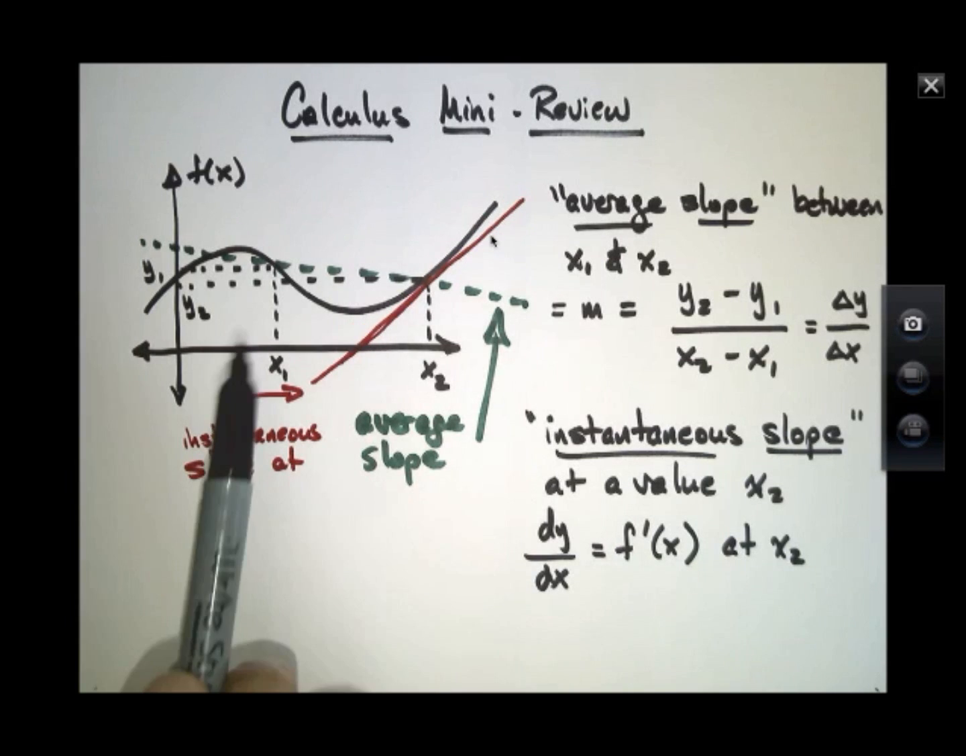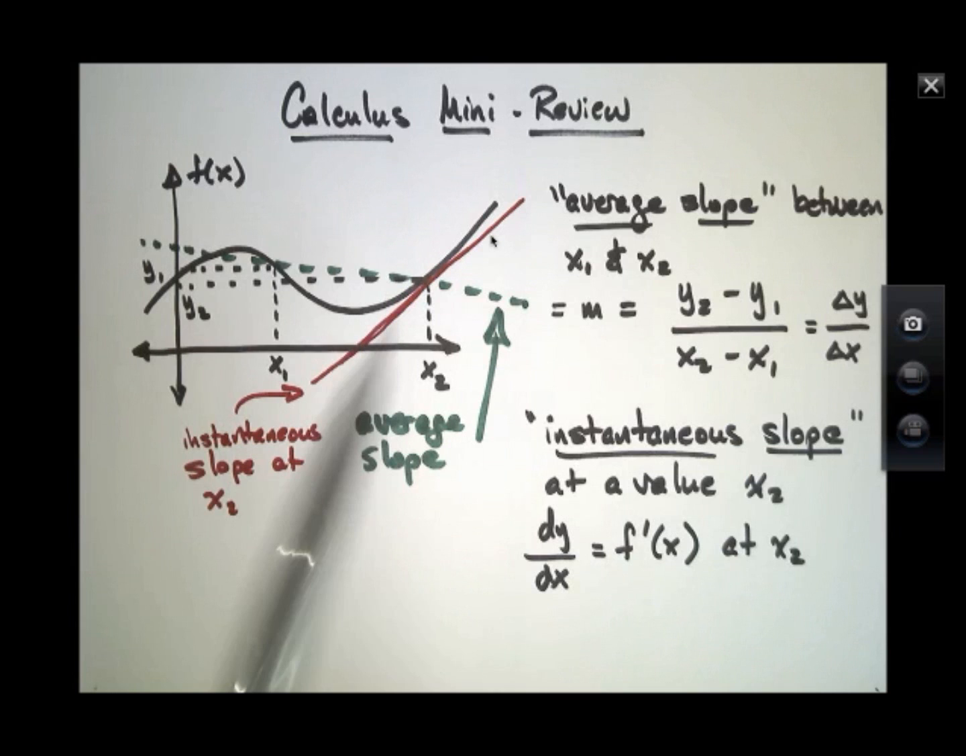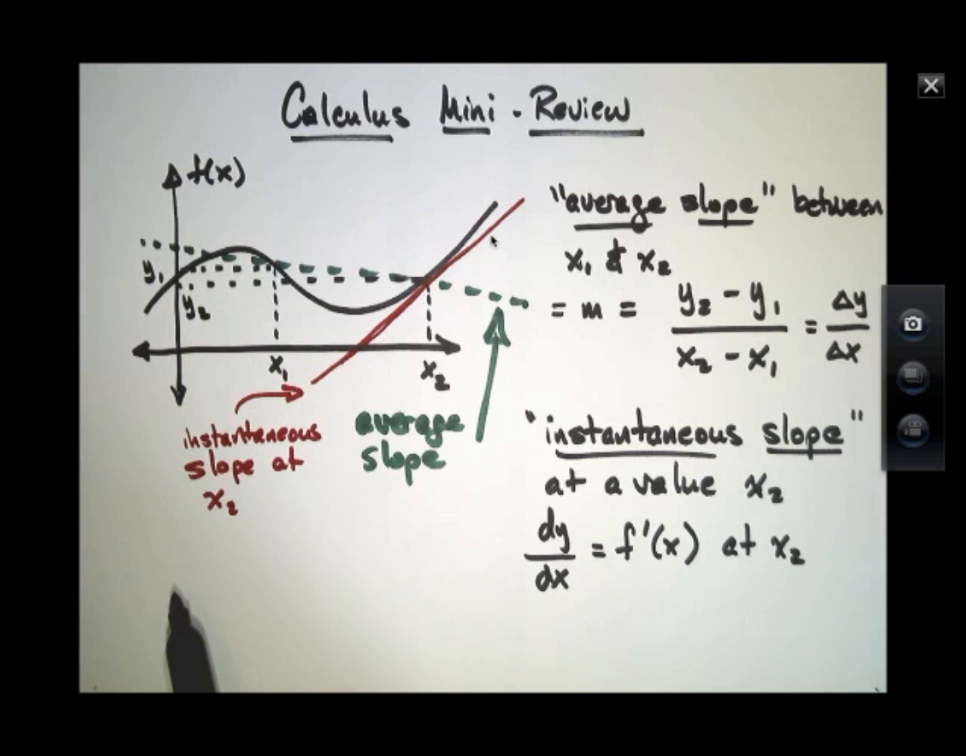Notice that even though the average slope is pointing down in the example I drew between x1 and x2, the instantaneous slope at x2 itself is pointing up. So it is possible for the average slope and the instantaneous slope to be different. And that's why when we talk about averages, they're very useful, but the instantaneous value might be more useful to us depending on the example we're doing.